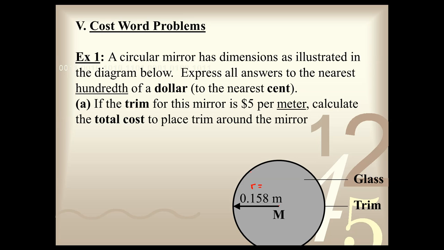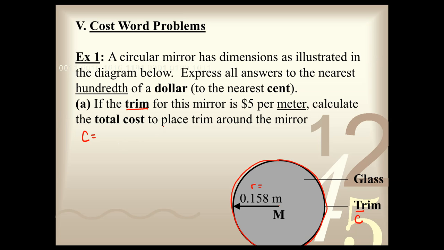A says, if the trim for this mirror is $5 per meter, calculate the total cost to place trim around the mirror. Well, before we do anything dealing with cost, we first need to figure out what the trim actually represents. The trim of the mirror would go around the outer perimeter. What's the physical quantity that goes around the outer perimeter? That's a circumference. So we need to do a circumference calculation. Let's calculate the circumference of the mirror, which is going to represent the trim.